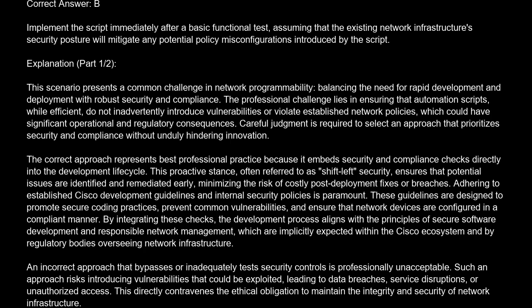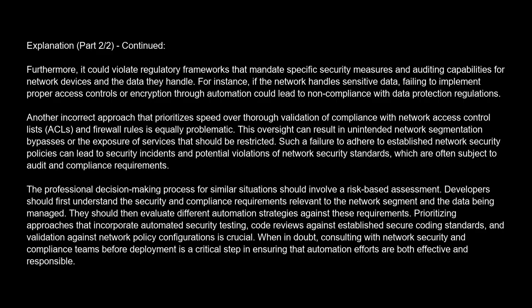An incorrect approach that bypasses or inadequately tests security controls is professionally unacceptable. Such an approach risks introducing vulnerabilities that could be exploited, leading to data breaches, service disruptions, or unauthorized access. This directly contravenes the ethical obligation to maintain the integrity and security of network infrastructure. Furthermore, it could violate regulatory frameworks that mandate specific security measures and auditing capabilities for network devices and the data they handle. For instance, if the network handles sensitive data, failing to implement proper access controls or encryption through automation could lead to noncompliance with data protection regulations.